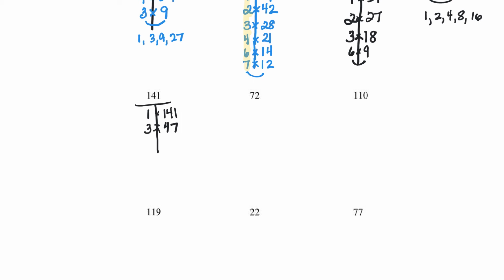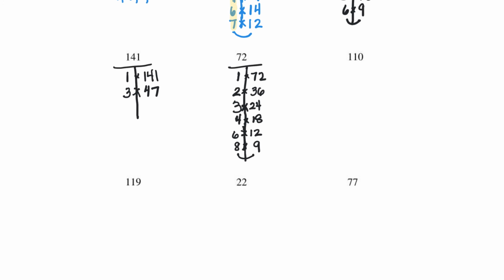Let's look at 72. For 72, we have 1 times 72. We know it's an even number, so 2 can go into that. 2 times 36. Let's see, if I add 7 plus 2, that's 9, so 3 can go into it. 3 times 24. And you can pause the video and finish up the rest of this one. And there are the rest of the factors of 72.